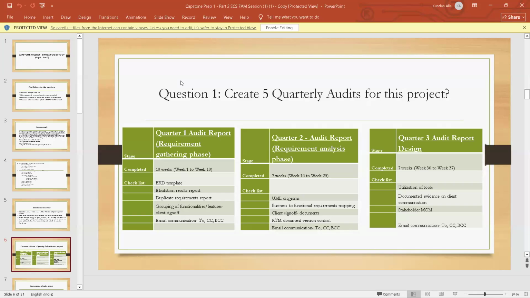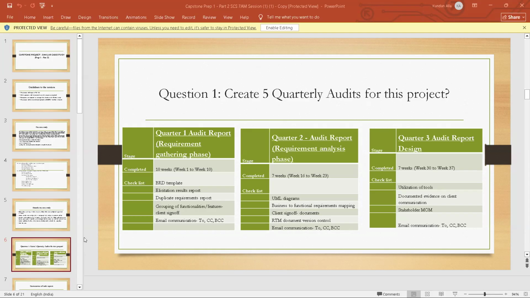So coming to the first question, according to the case study, create 5 quarterly audits for this project. In general, audits mean knowing the work progress of the project, whether it is going as expected or not. These audits are useful for us to know whether the project is on track or not. Each audit has a separate checklist.